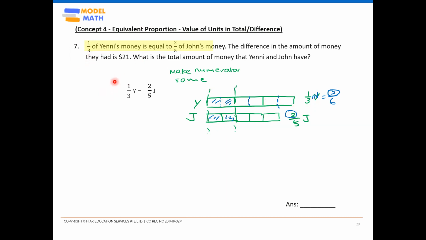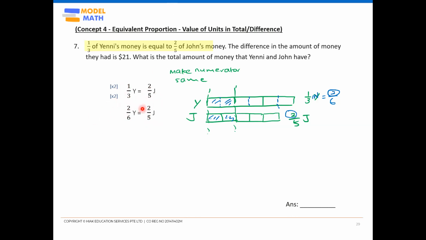So let's go to make numerators the same. Now, of course, when you make numerator the same, the denominator will automatically change as well. You cannot just say times 2 to the top, never times 2 to the bottom. This makes sense. Alright, so you times 2 to these 2 numbers. Go on to rewrite it. 2 out of 6 Yenny equals to 2/5 of John. Please remember to write your Y and J's. Without the Y and J's, this whole thing does not make sense numerically.